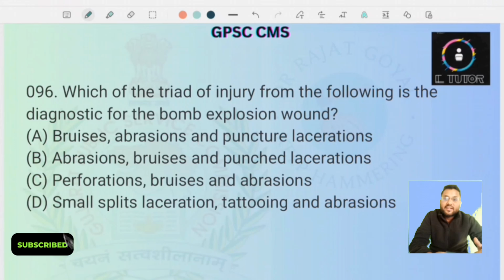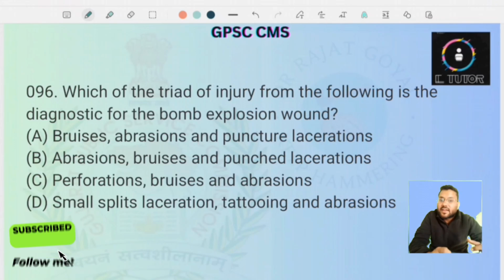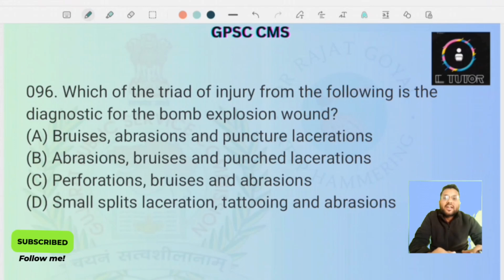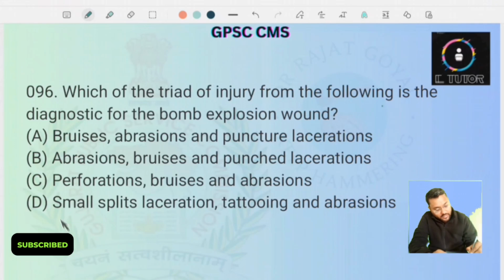Which of the following is the triad of the injury from the following is diagnostic from the bomb explosion wound? So they are asking about the triad of injury after the bomb explosion wound. So we know that the trick is LAB, which is laceration, abrasion and the bruise.